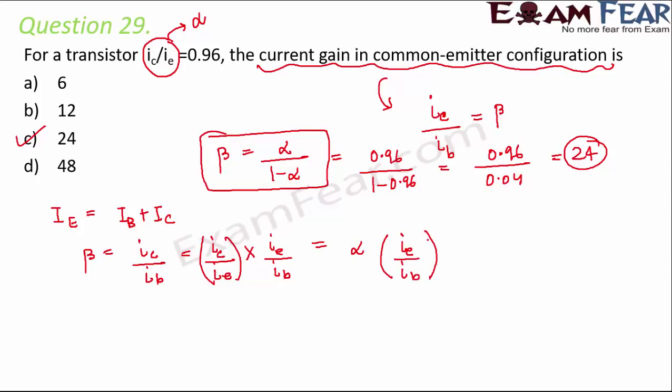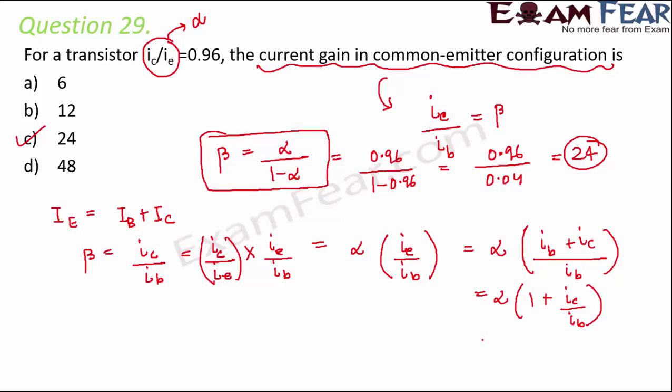So how can we write this IE by IB? IE can be written as IB plus IC. So this can be written as IB plus IC divided by IB. So this further can be written as 1 plus IC by IB. And what is IC by IB? IC by IB is equal to beta. So this is alpha into 1 plus beta.